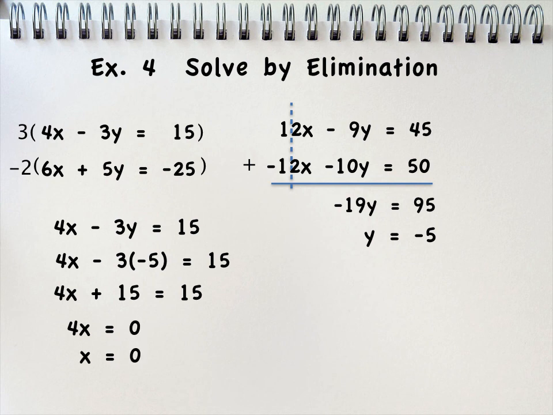So now the coordinates of the point of intersection of the 2 lines is (0, -5). That is the solution. And how I solved this one, remember, was I decided to focus on the x terms, and I multiplied the top equation by 3 to give me 12x, and the bottom equation by -2 to give me -12x.